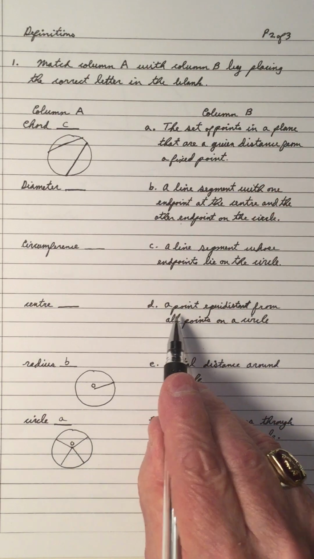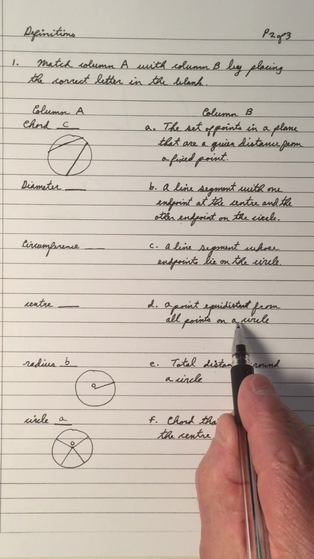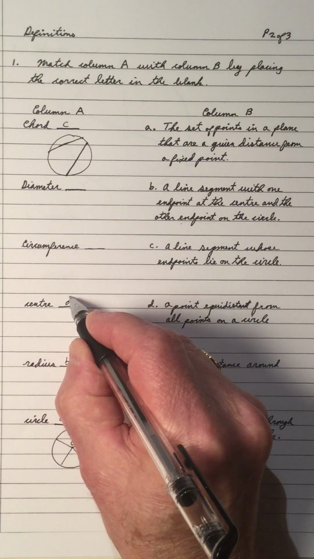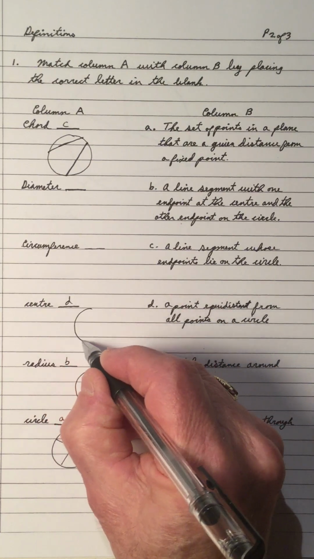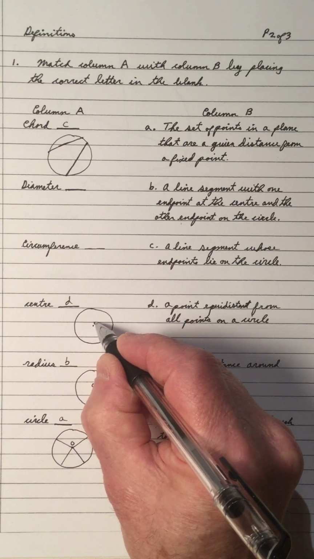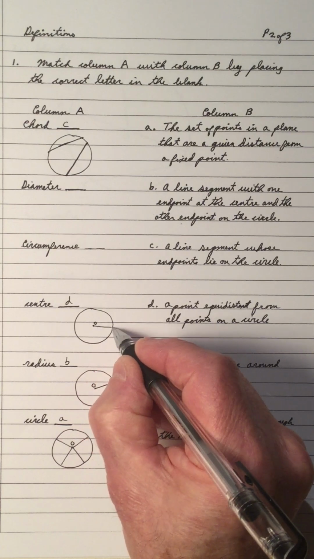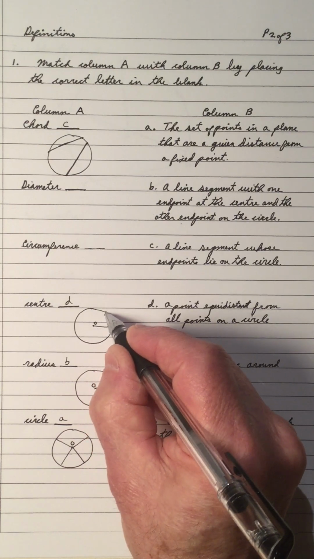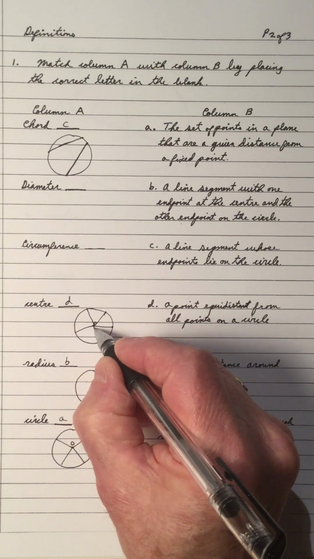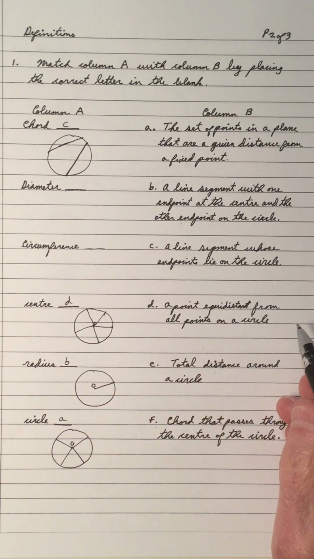And a point equal distance from all points on the circle. So that's D. That's the center. So if you take the center, O, say this point is equal distance from this point, from this point, from this point. So the center is the point that's equal distance from all the points on the circle.